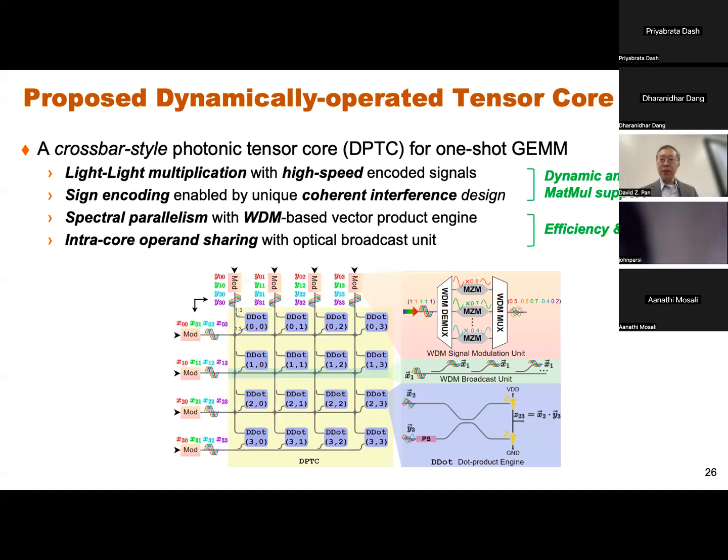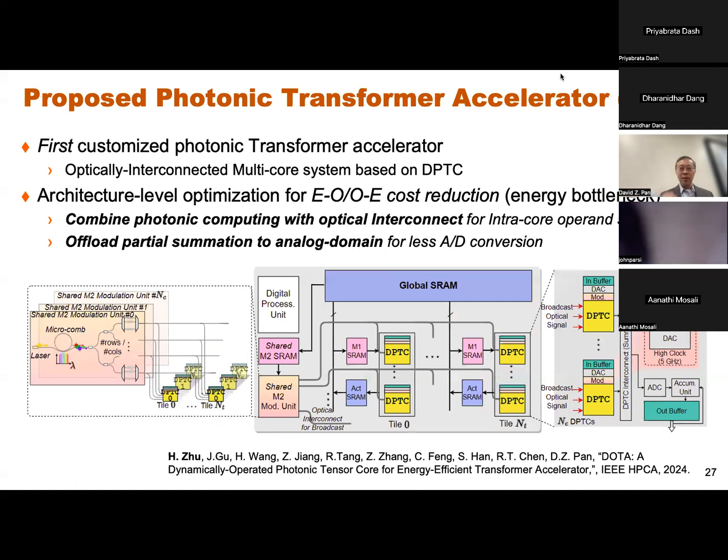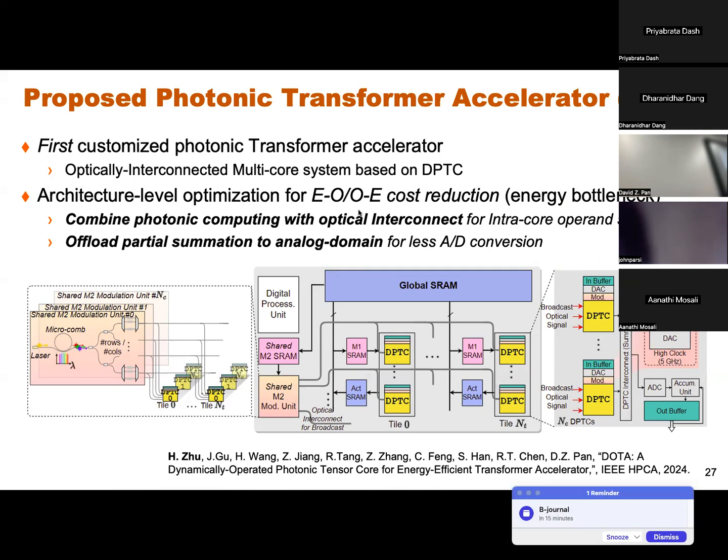So for our DOTA accelerator, basically it's a first customized photonic tensor core for transformers, right? That's why it's also using optically interconnected multi-core. In that sense, we can really reduce EO and OE conversion significantly, because we only do it in the optical domain, everything as much as possible, right? So you offload the partial summation to some other part.